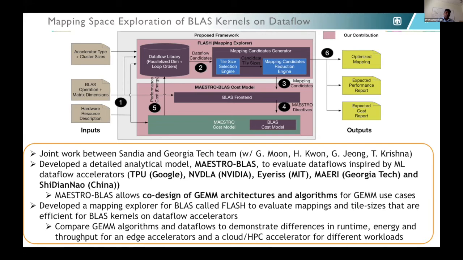Okay. So the hardware that we are trying to evaluate in this particular work is TPU from Google, of course, NVDLA from NVIDIA, and a couple of academic hardware, which is Eyeriss and MAERI from MIT and Georgia Tech, and ShiDianNao from Google China. So we want to evaluate all of these hardware for the GEMM kernel, and we want to find the best algorithm, best tile sizes and cluster sizes for that particular kernel on a given hardware. And that is the goal of this project.